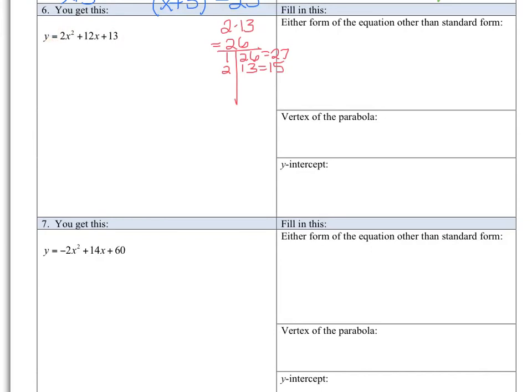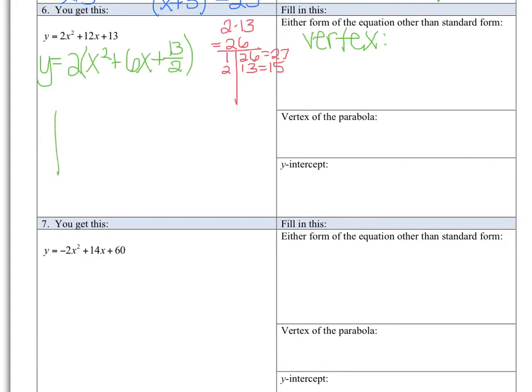So the only form that we can put it in is vertex form. So we're going to try again. We're going to pull out our leading coefficient of 2, and we have x squared plus 6x plus 13 halves.